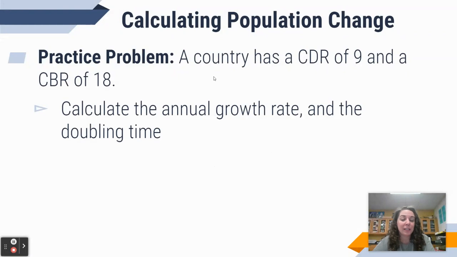So I want you to practice this. If a country has a CDR of 9 and a CBR of 18, I want you to not only calculate the growth rate, but I also want you to calculate the doubling time. So pause me, figure it out, and then come back for the answer.